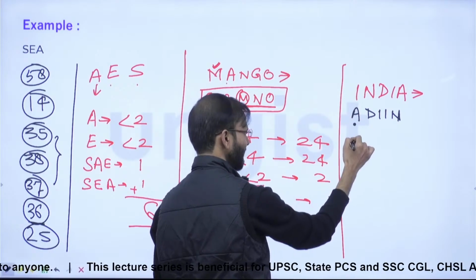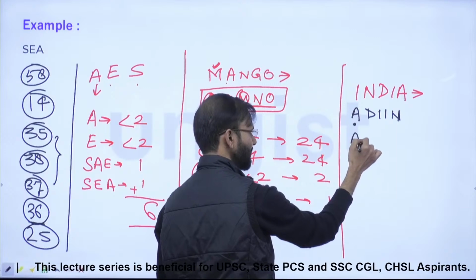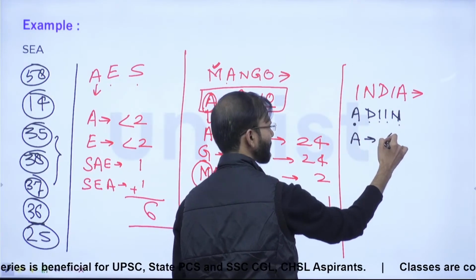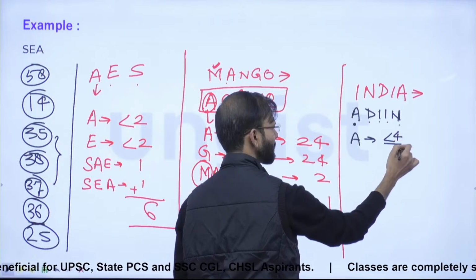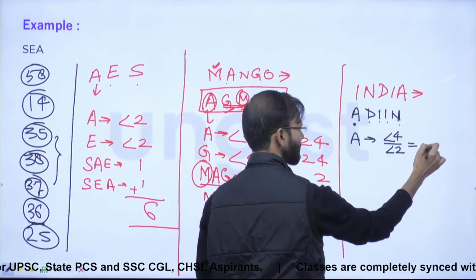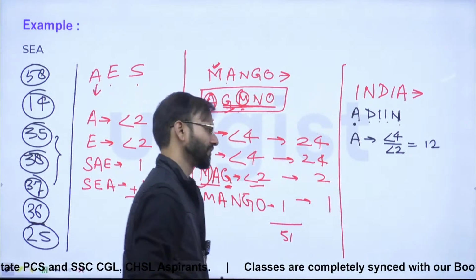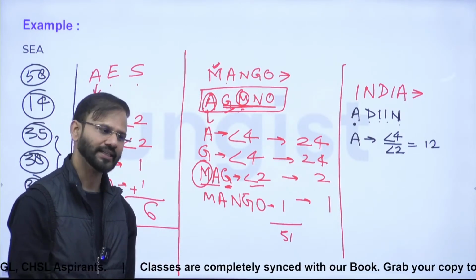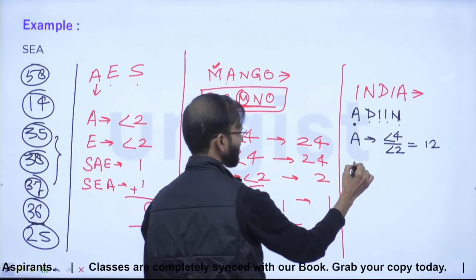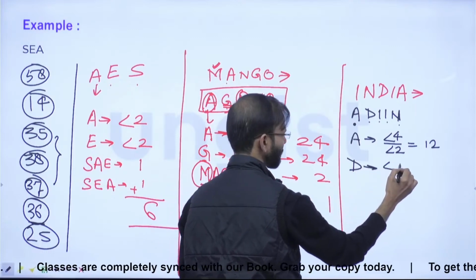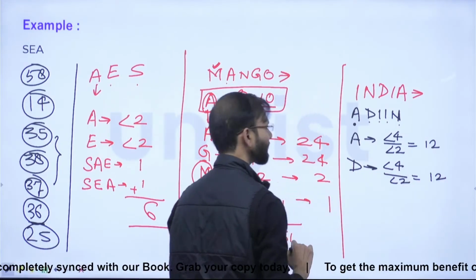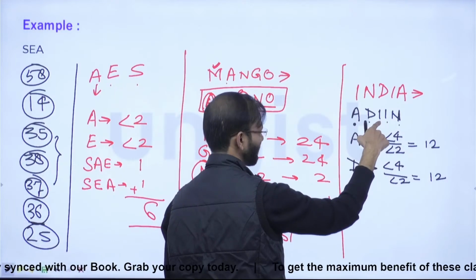Guys, A, right? So you have to fix A first, and what will be coming here? 1, 2, 3, 4. 4 factorial divided by 2 factorial. This is what? This is 12. Okay, fine. After A, what you will get? D. Right? So again, it is factorial 4 divided by factorial 2, which is 12. Right? After that, I will be coming, friends.